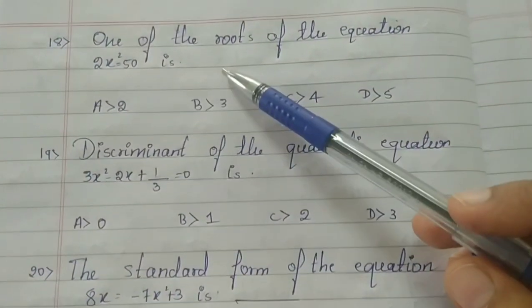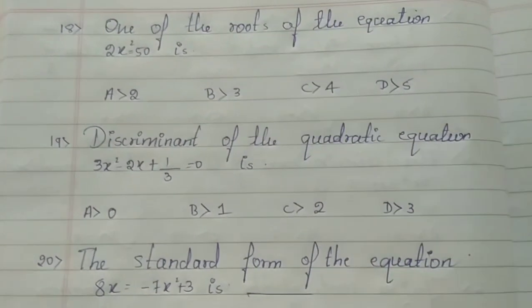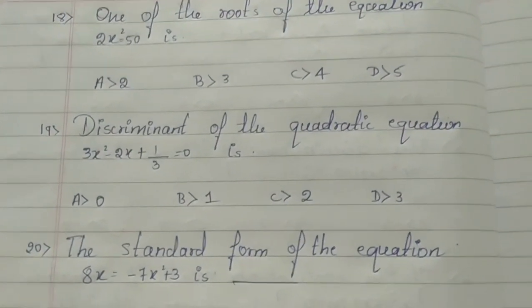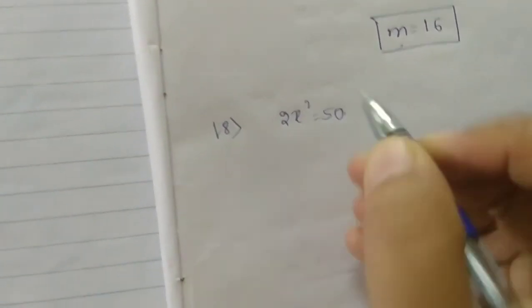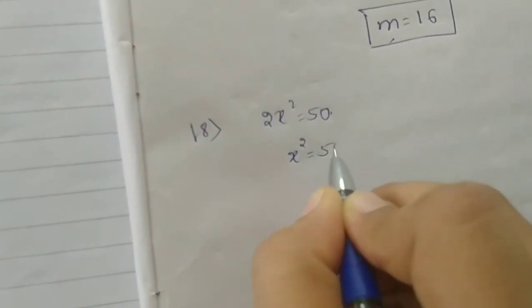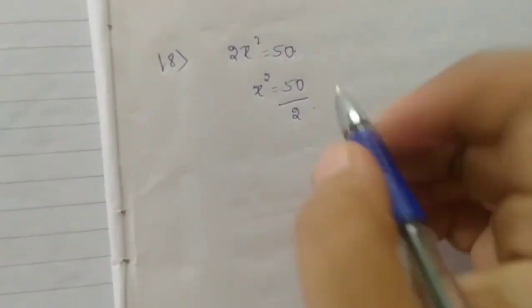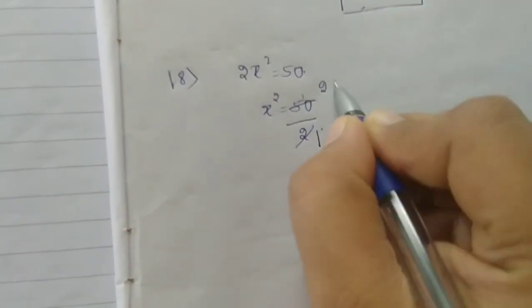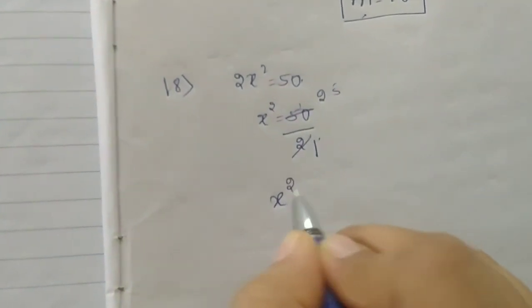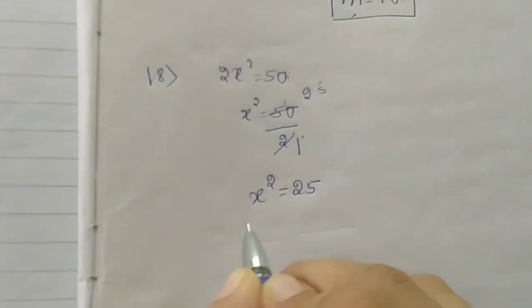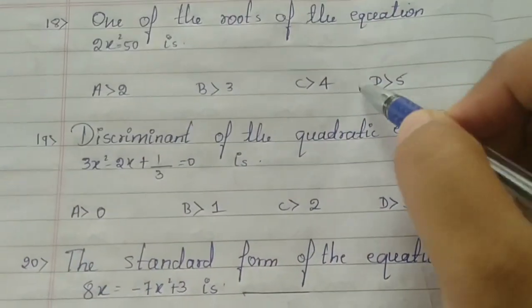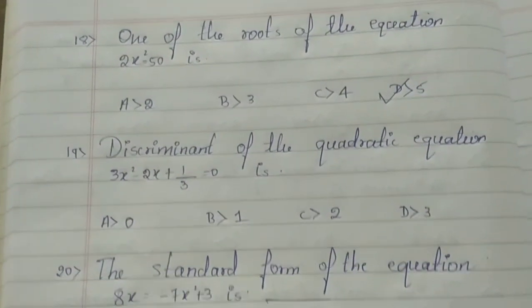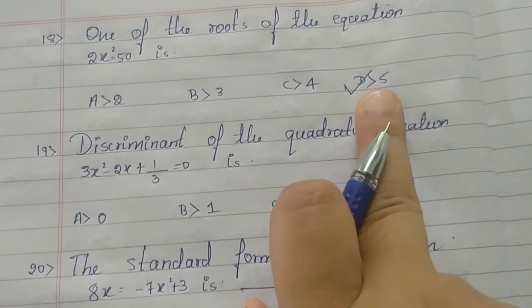So the next question is, one of the roots of the equation 2x square is equal to 50 is. Okay, so we will solve this, that is 2x square is equal to 50, that is x square will be equal to 50 divided by 2. 2 ones are 2, 2 twos are 4, 2 fives are 10. So what is the value of x square? x square is 25. Therefore the value of x is plus or minus 5. In the options they have given 5, right? Option D is the correct answer. So one of the roots of this quadratic equation is 5.